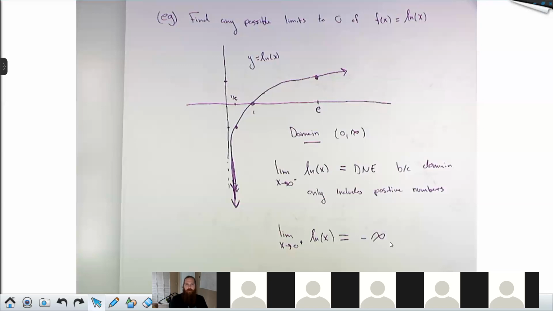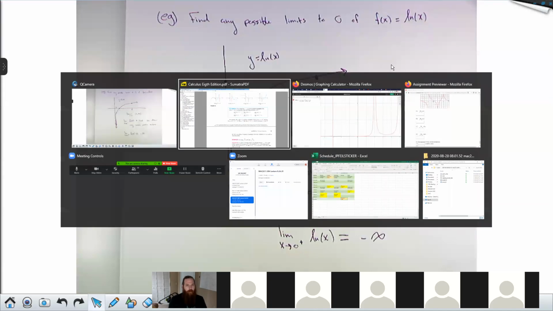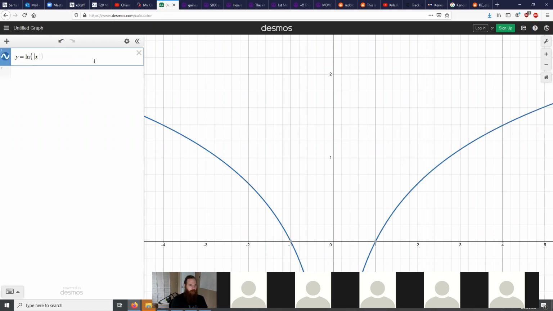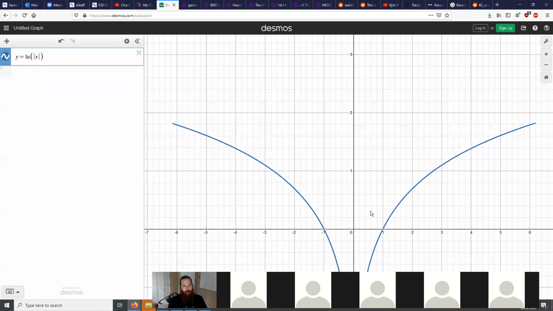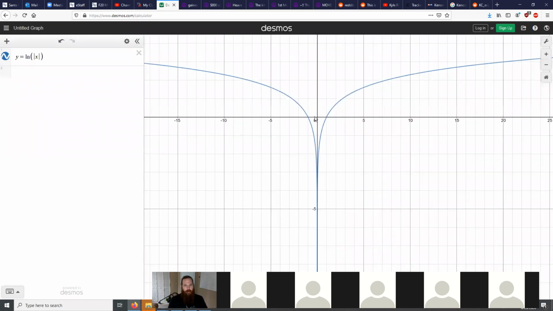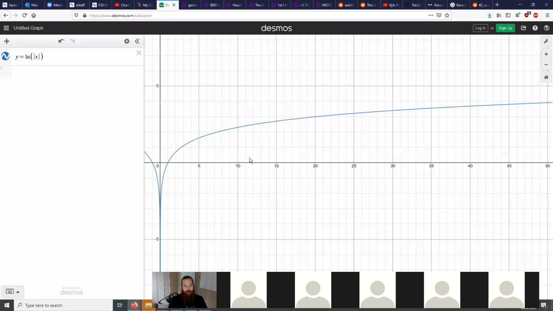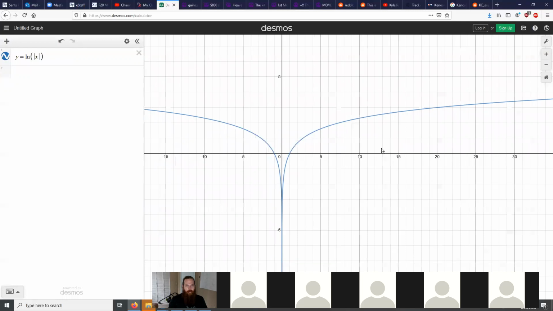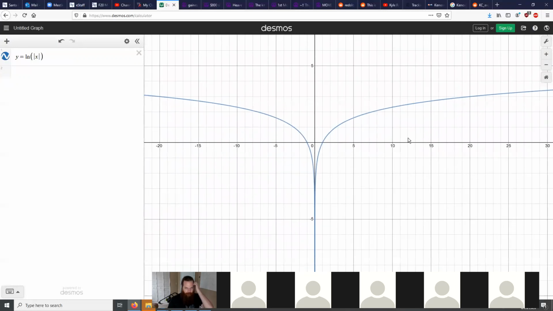There is a related function that's kind of cool to look at, and we'll be working with that function towards the end of this class when we start talking about integration. Has anybody ever seen the graph of the natural log of the absolute value of x? This is pretty cool. So you take the regular graph of ln x, which is just this stuff, and you make it symmetric about 0.